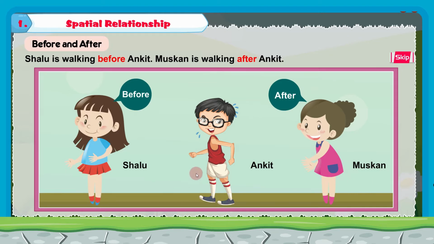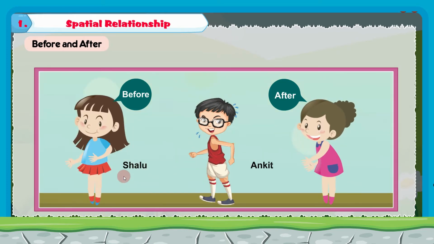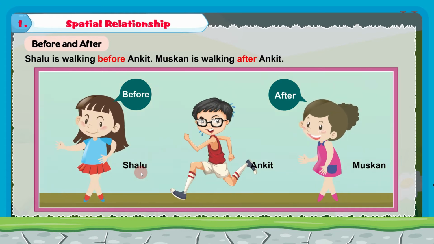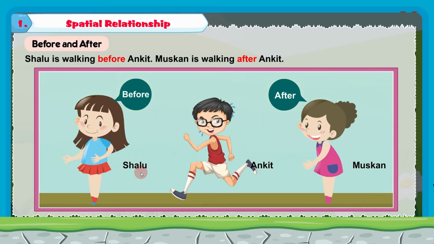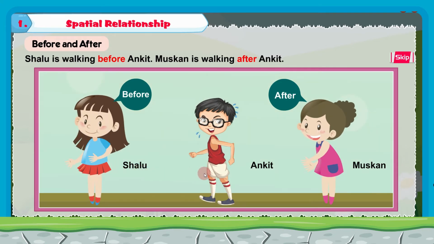Now if you see, Ankit is in the middle and Shalu. Shalu here is walking before Ankit and Muskan here is after Ankit. So, Shalu is before Ankit and Muskan is after Ankit.